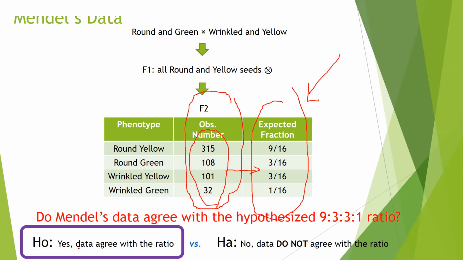One answer is yes, the data agree with the ratio. In another way, it says Mendel's law makes sense. Another possible answer to this question is no, the data do not agree with the ratio. This is equivalent to saying Mendel's law doesn't make any sense, right? So we want to test this hypothesis based on his data.